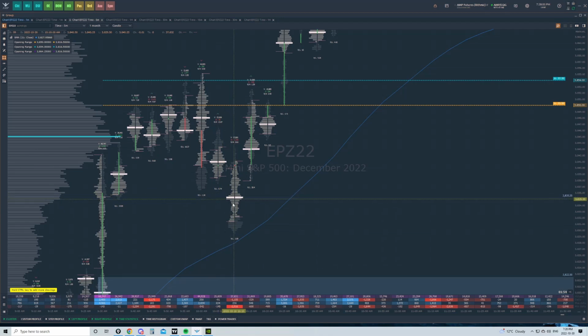This is a small little node right here. I likely wouldn't mark this. You definitely can. I like these bigger areas where there's a huge congestion of volume. You got a big congestion of volume, big congestion of volume. This is just a little tiny congestion of volume. This could absolutely work, and sometimes these trades are the best trades.